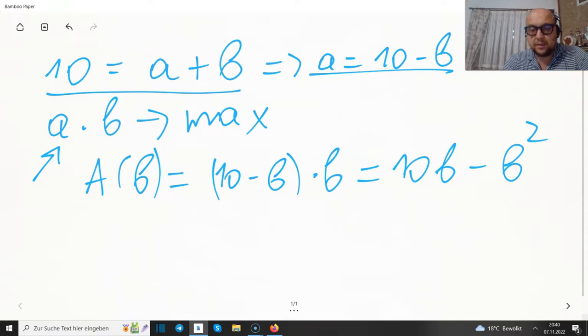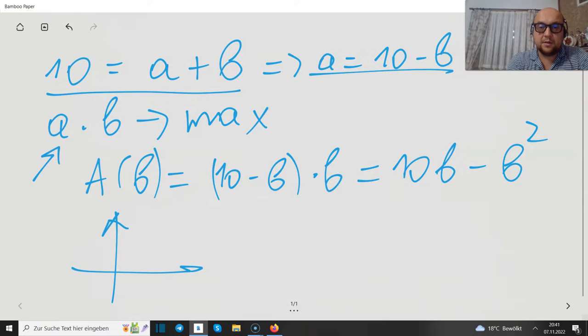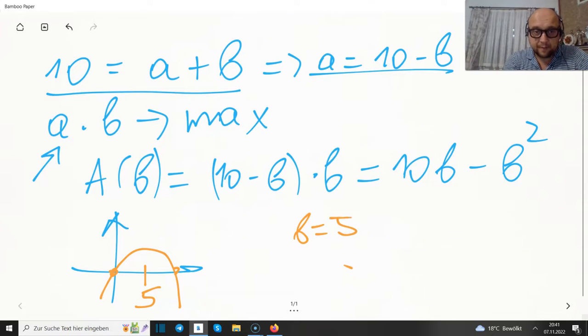And there are two ways to figure it out, maybe even three or more, I don't know. This is a parabola which is going downwards. So we got two zero points at 10 and also at 0. And obviously, the highest value is in between because of the symmetry of a parabola, and this is at 5. So I know for sure if b would be 5, the value of a of b is the greatest, and that would mean a is 10 minus 5, which is 5 as well.